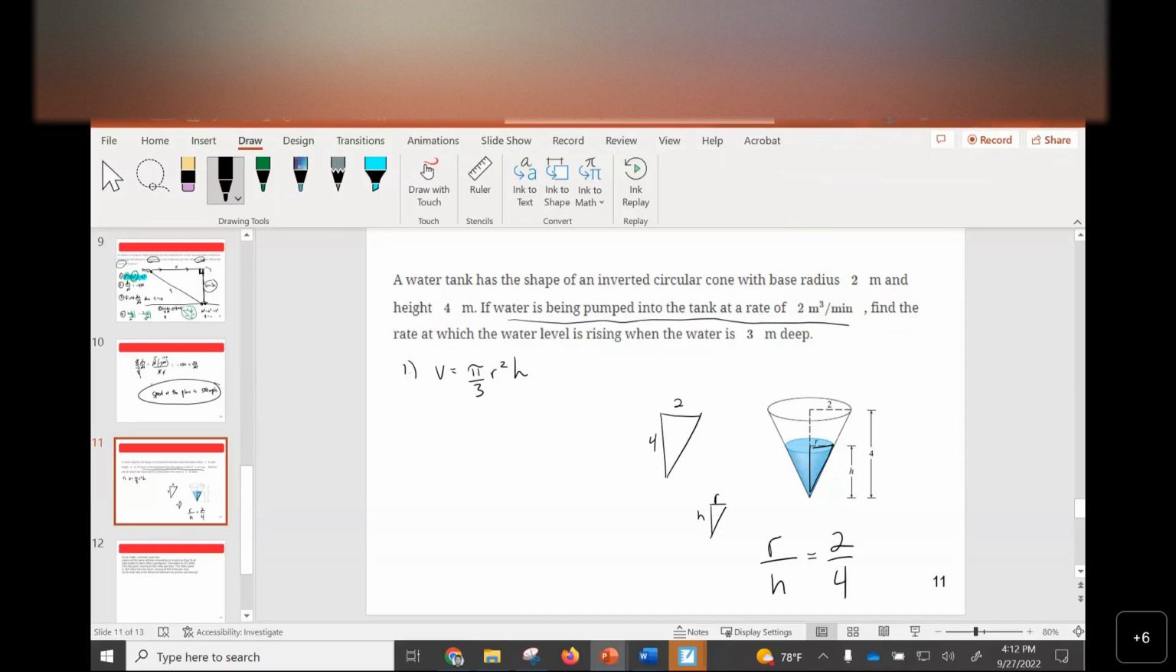That's a little tricky, right? That's the trick to this. And that's what's going to allow you to solve this one. Because if I dive into it and do derivatives, I don't know dR/dH. So my goal is to rewrite the volume function as a function of which variable?